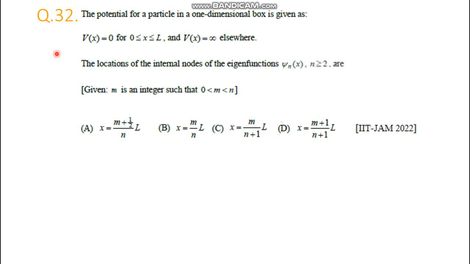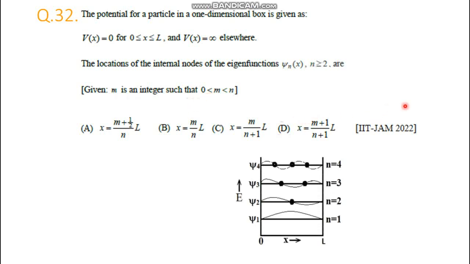And this is the next question, question number 32. The potential for a particle in a one-dimensional box is given as V(x) equals 0 for 0 less than or equal to x less than or equal to L. Here instead of small a we are writing capital L, and the conditions are the same as usual, but you have to find the locations of the internal nodes of the eigenfunctions. Another thing given: m is an integer such that it is less than n but greater than 0. These are the options. It came in IIT-JAM 2022.